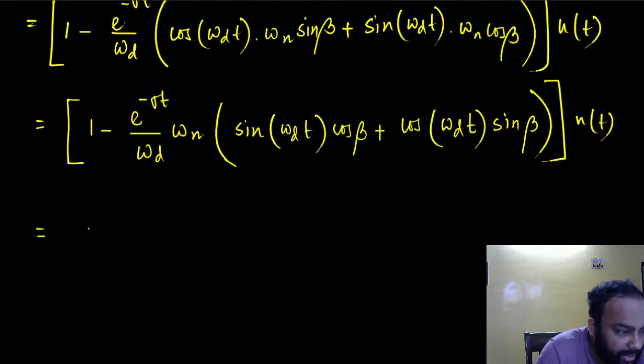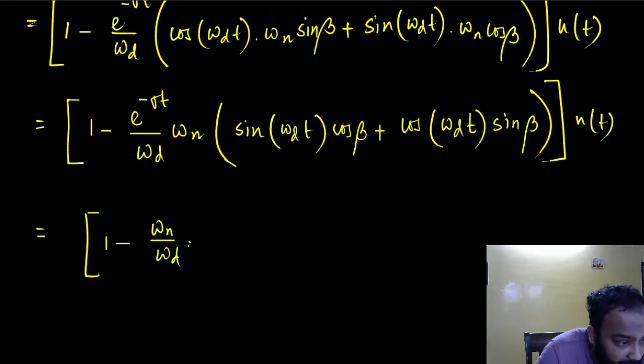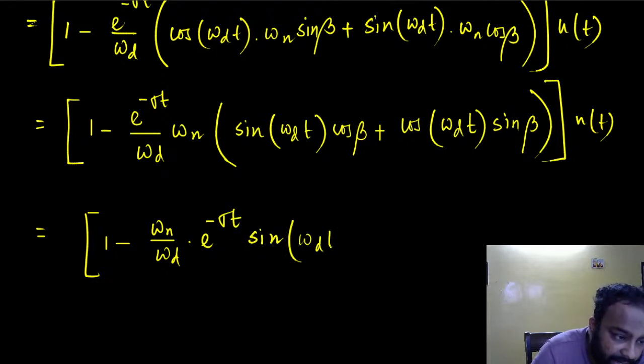All right, so now instead of this I'm writing 1 minus, so I have omega n by omega d, so omega n by omega d. I have a decaying factor e to the power minus sigma t, and then we have sine, so it's a sine a plus b, right? Sine omega d t plus beta.